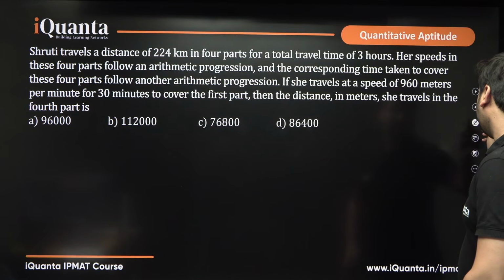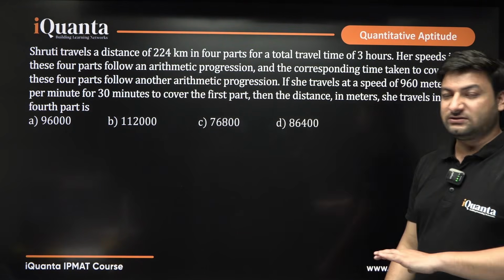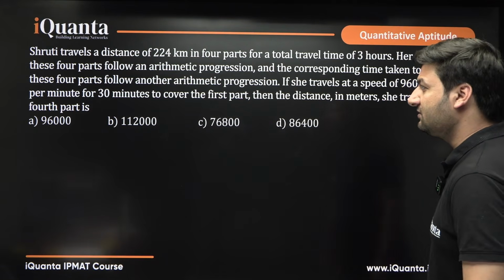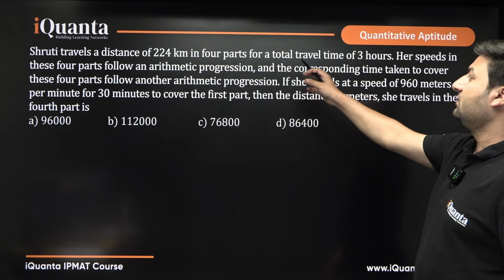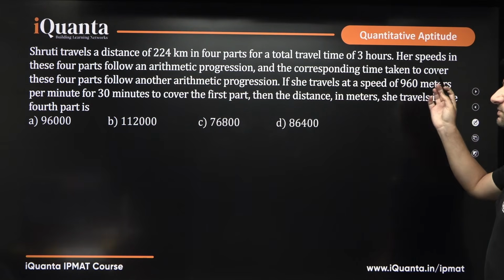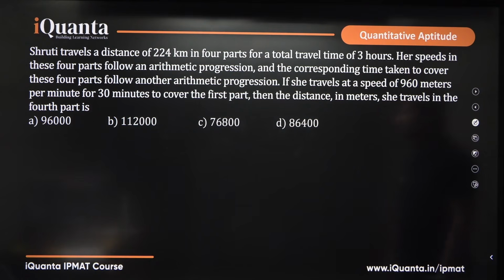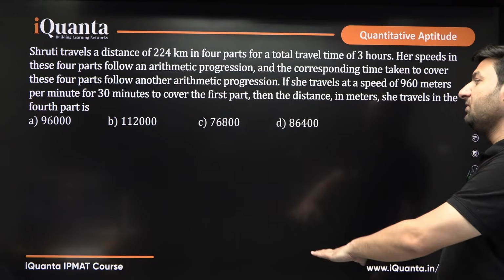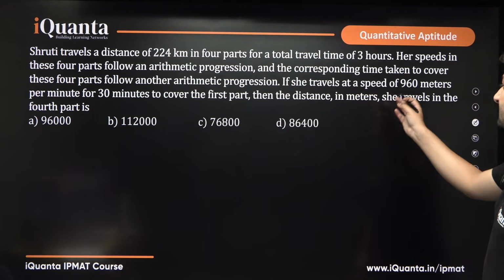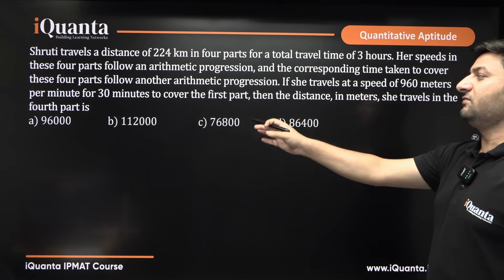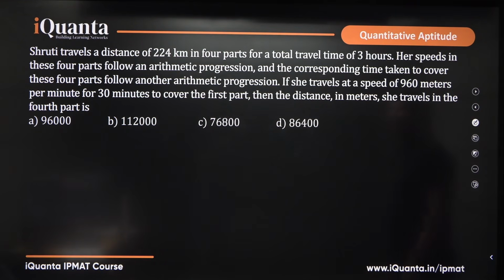So, this is the question that I gave you for homework yesterday. I hope you guys tried this. Question is, Shruti travels a distance of 224 kilometers in 4 parts for a total travel time of 3 hours. Her speeds in these 4 parts follow an arithmetic progression and the corresponding time taken to cover these 4 parts follow another arithmetic progression. If she travels at a speed of 960 meters per minute for 30 minutes to cover the first part, then the distance in meters she travels in the fourth part is.